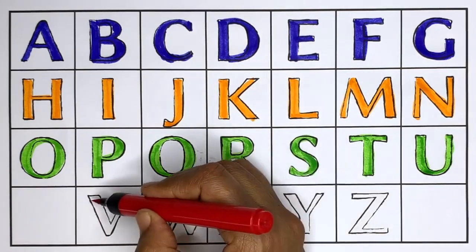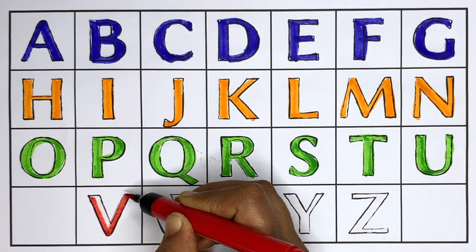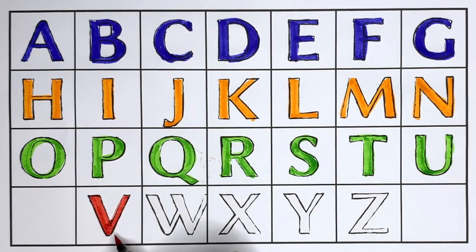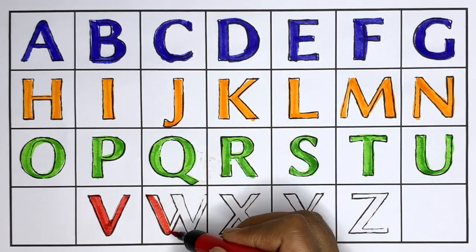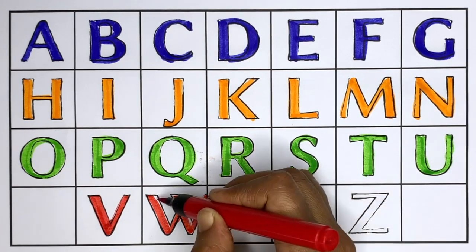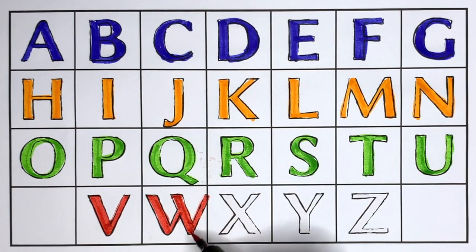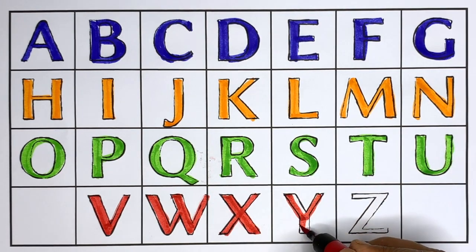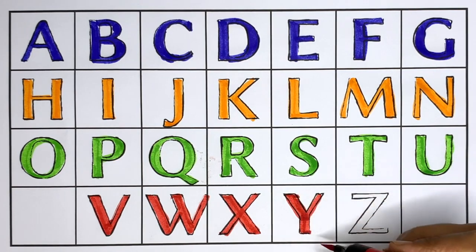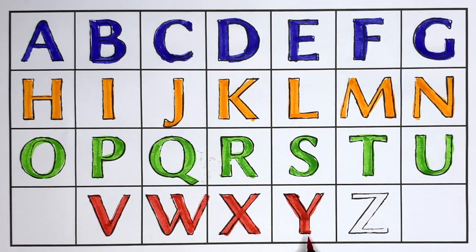Red color. V, V for van. W, W for watch. X, X for telephone. Y for yak. Z, Z for zebra. Thank you.